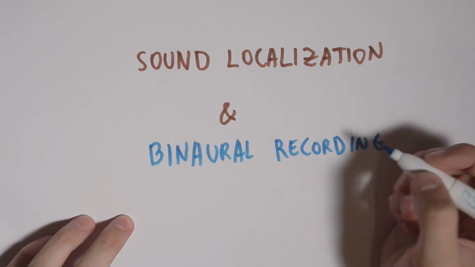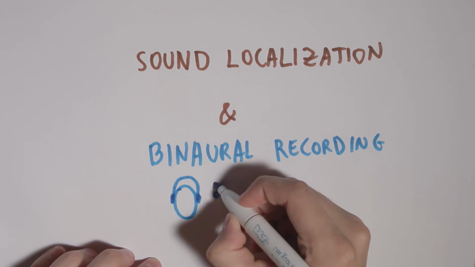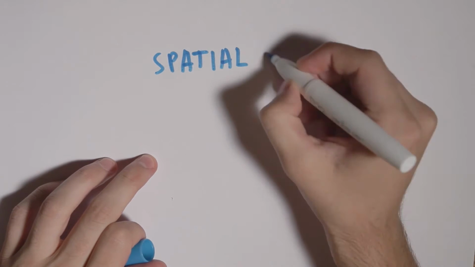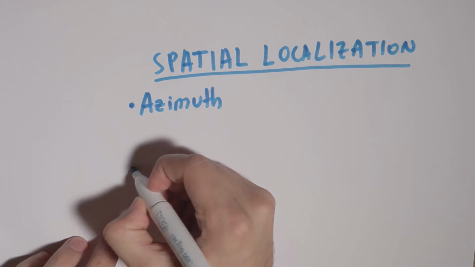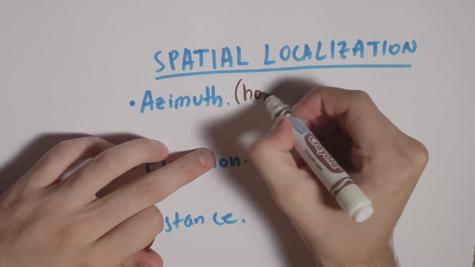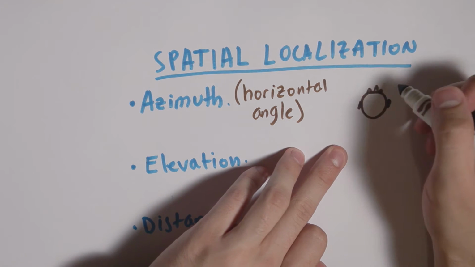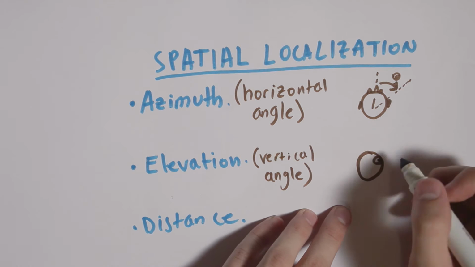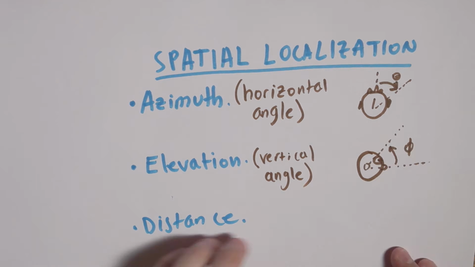In this video, I will be showing you the basics of sound localization and how it pertains to binaural recording. Even though we have only 2 ears, we're able to localize sound three-dimensionally. The coordinates used to describe this localization are azimuth, pertaining to the horizontal angle, elevation, pertaining to the vertical angle, and distance.